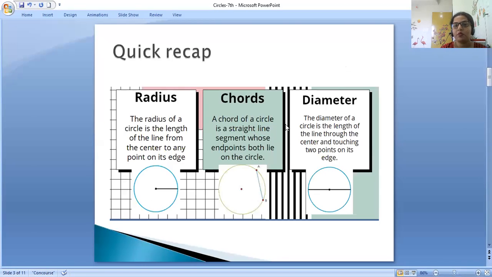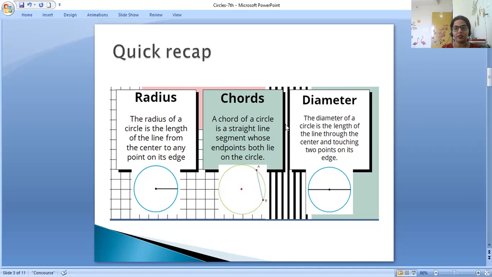So now let's quickly recap certain things that we already learned in previous grade, which is radius. Can I ask someone to read out what is over there on the screen? What is the radius of a circle? Yes, so the radius of a circle is the length of a line from the center to the point on the edge. And now what is a chord? A chord of a circle is a straight line segment whose end points both lie on the circle. And the diameter of a circle is basically the length of the line through the center. It should go through the center and should touch the two endpoints on its edge.